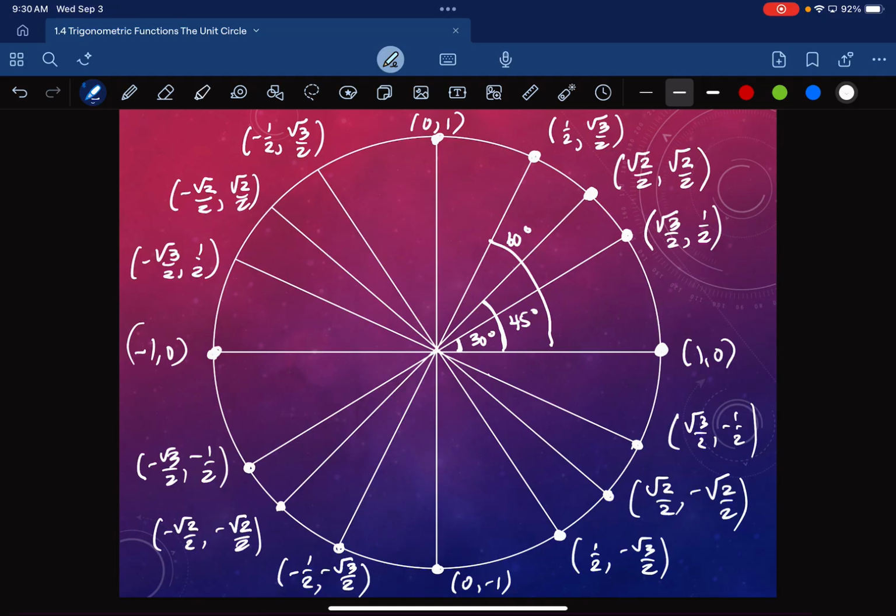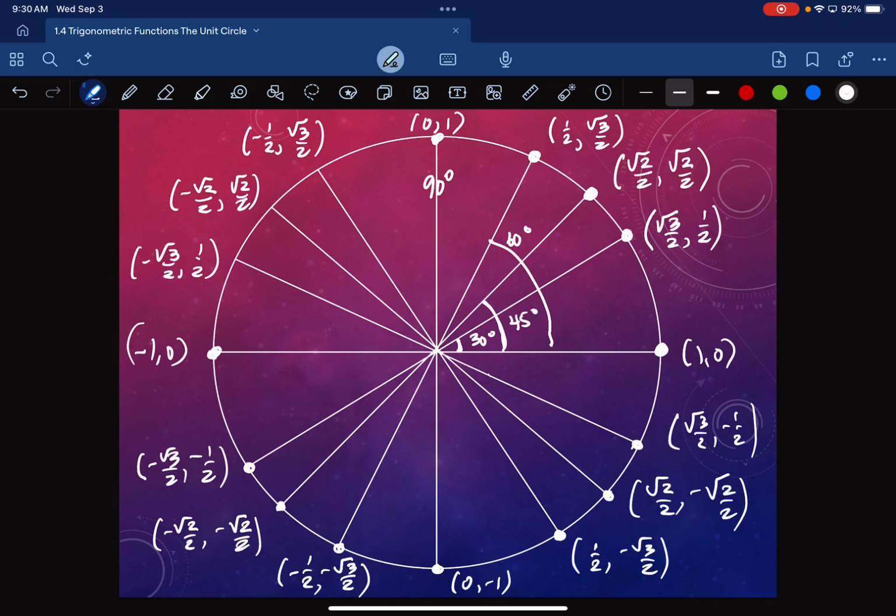Okay? So how can we remember that? Well, if you take a look, the first one's 30, right? And then I add 15 and I add 15. Or you can say I take the 30 and I double it. And then, of course, all the way to the top, this would be 90 degrees, right?